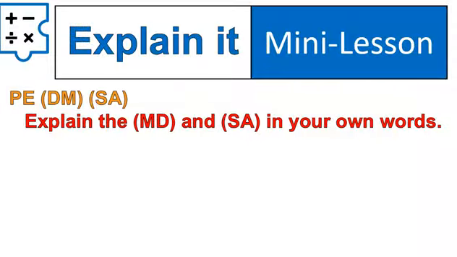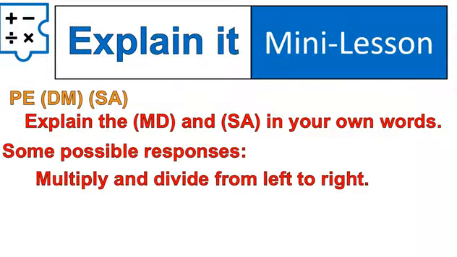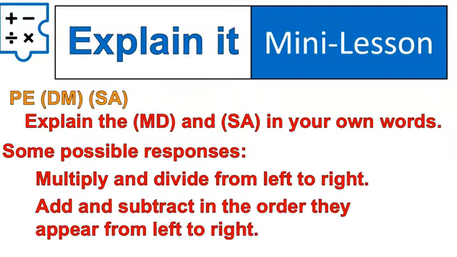Some possible responses that you might have come up with is you might have said that you multiply and divide from left to right. That would be a perfect way to explain it. You could say you add and subtract in the order they appear from left to right. That would also be a perfect way to explain it. Obviously, I can't hear your way of explaining it, but if it's something like that, then you're in good shape.